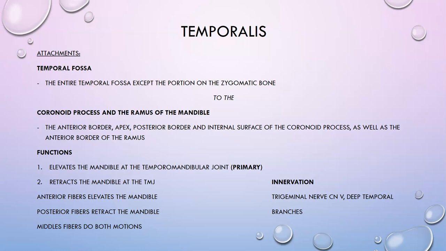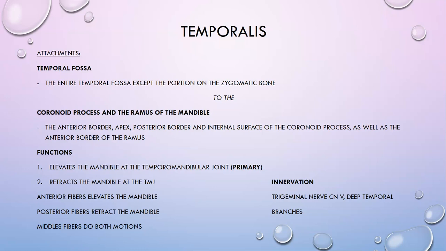What's important to understand is that in this course we have to get a little more in depth to that. So within the context of this coronoid process and ramus of the mandible, it also includes the anterior border, the apex or the top, the posterior border, and the internal surface of that coronoid process, as well as the anterior border of what's called the ramus. So that is a relatively significant distal attachment at the lower parts.